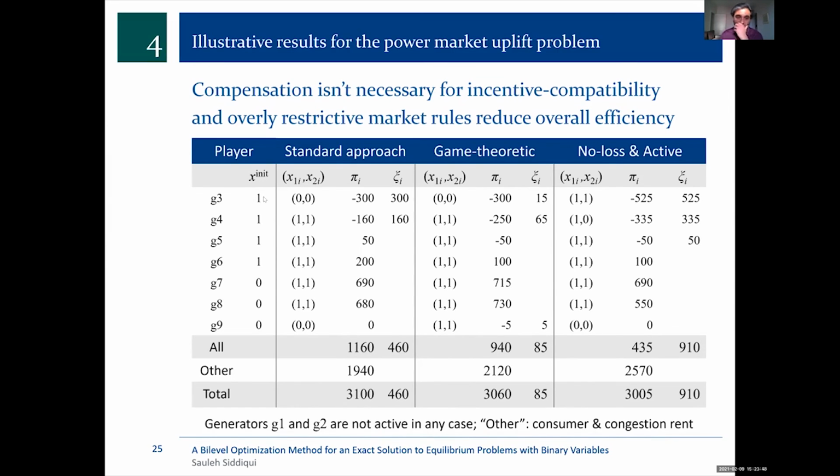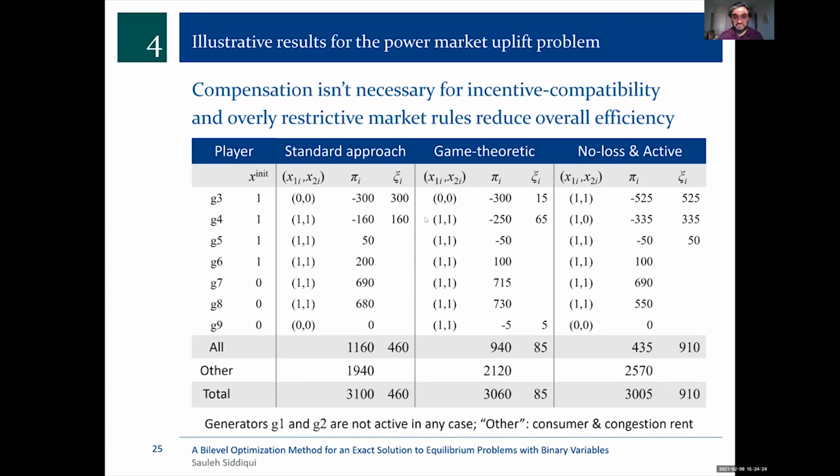In our game theoretic approach, generator 3 was on. They turned off, so they lost 300 in our case, but we only need to pay them 15. And the reason we only need to pay them 15 is that if they had stayed on, they would still lose money, but they would only lose 285. So what our model does is it endogenously figures out that if they're losing money, how much would they lose if they were on versus if they were off. So we don't need to pay them their entire losses. We just need to pay them enough so that they don't switch their decisions, is what we're saying, right?